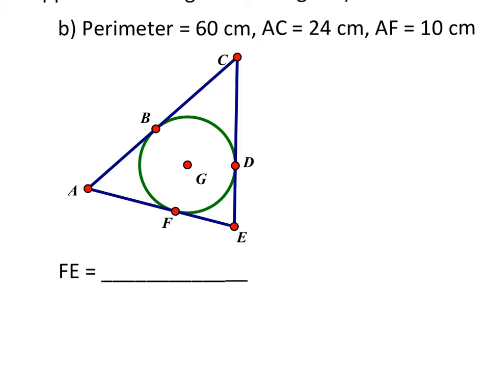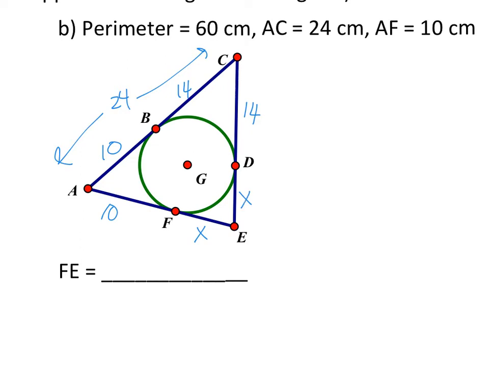In this problem, marking up our diagram, we have A to C is 24, and A to F is 10. Okay, so that means that A to B is 10, that B to C is 14. This other section is 14. The other piece of information we have is the perimeter is 60. We're looking for F to E, which is the same as D to E.